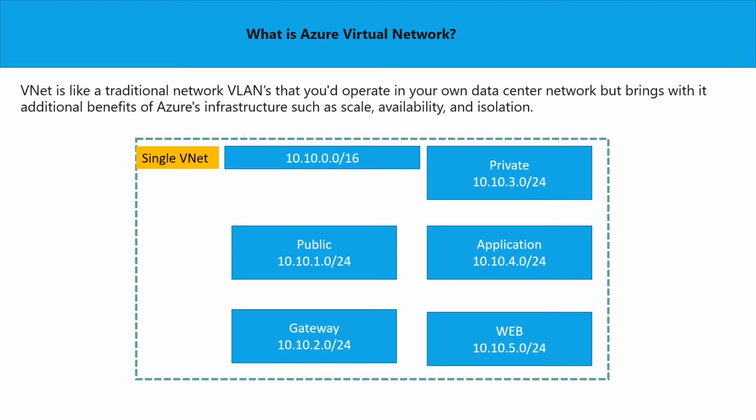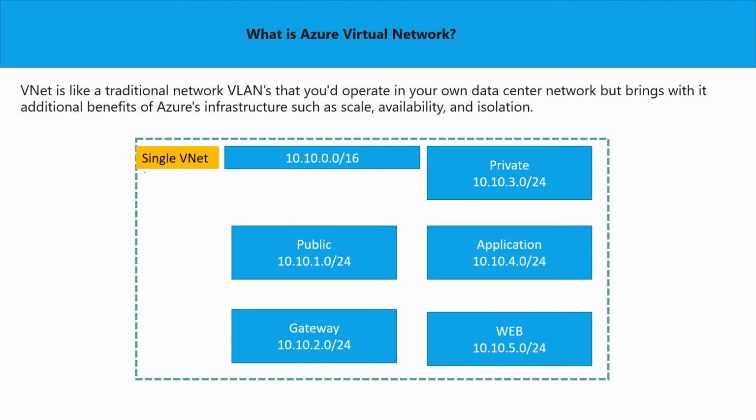We already talked about the VLAN and IP ranges. Now let's take a look at how the Azure virtual infrastructure looks. A VNet is like a traditional VLAN network that you would operate in your own data center, but it brings with it the additional benefits of Azure infrastructure such as scale, availability, and isolation. These virtual networks can be provisioned with access to your Azure subscription. I'm assuming you have an Azure subscription, so let's try to provision a VNet, which is going to be a single VNet in this case.